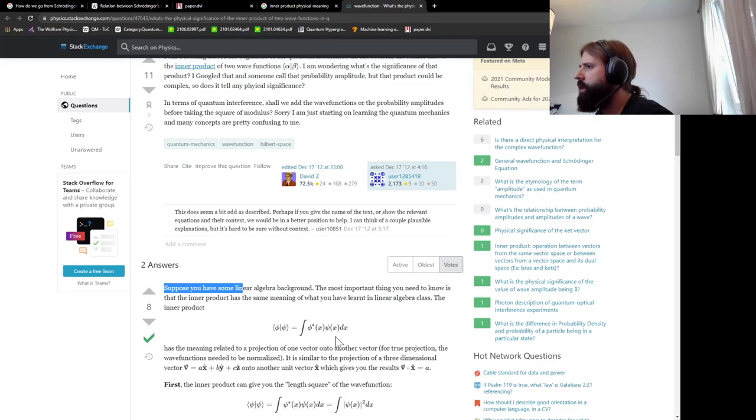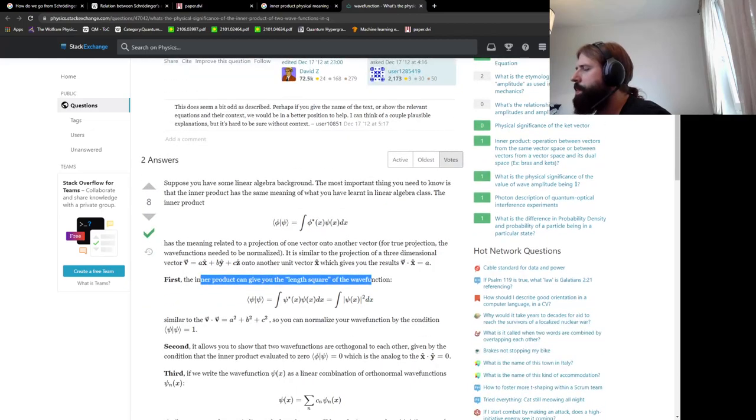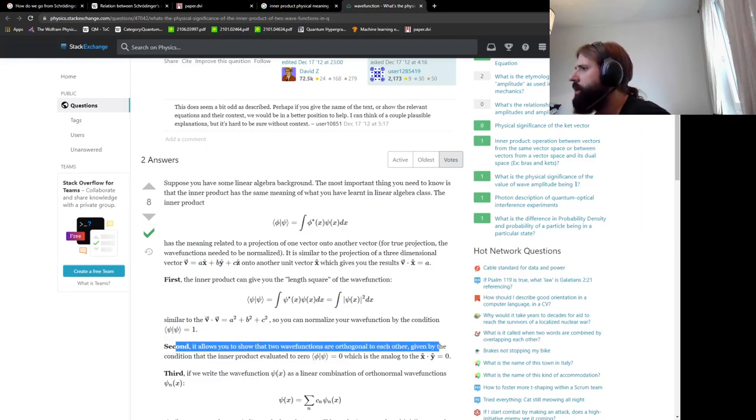The inner product has the meaning related to a projection of one vector onto another vector. So it is similar to the projection of a three-dimensional vector onto another unit vector, which gives the result A. So the inner product can give you the length square of the wave function. So you can normalize your wave function by the condition. This also allows you to show that two wave functions are orthogonal to each other, given the condition that the inner product evaluates to zero.